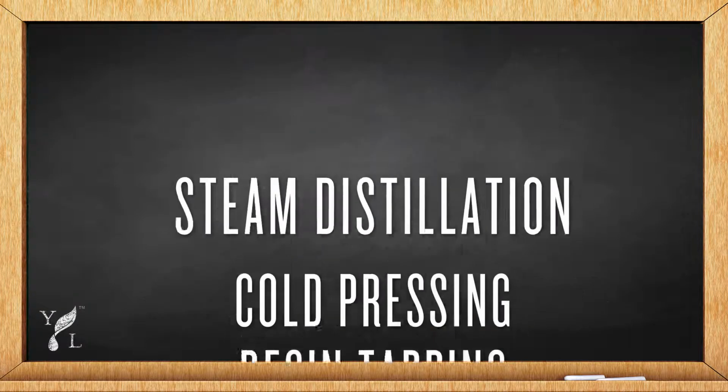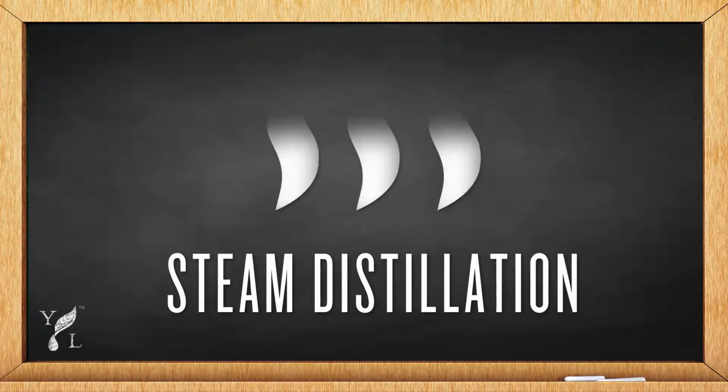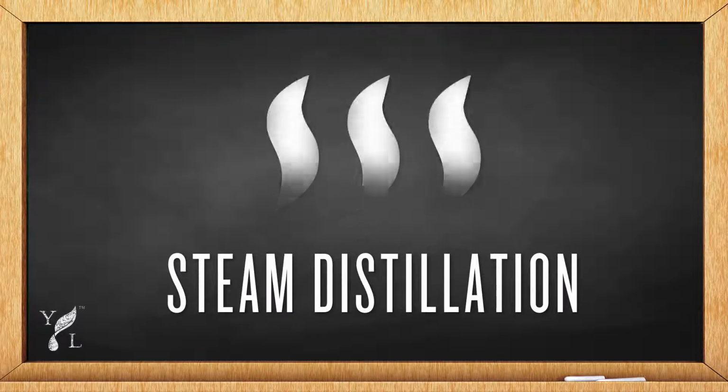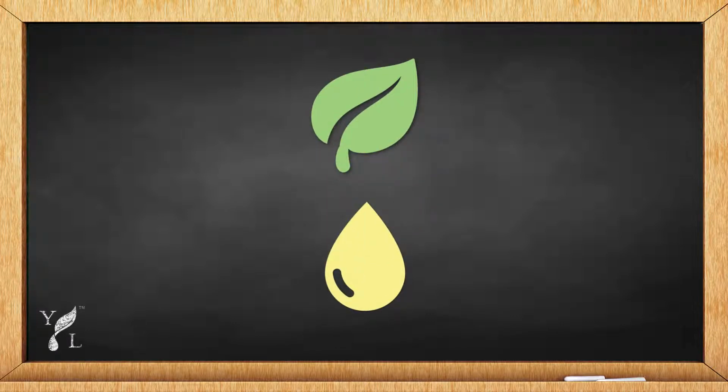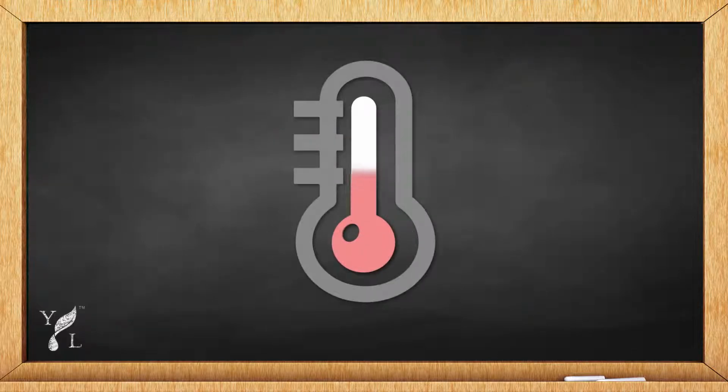Let's start with the most common of all the essential oil extraction methods, which is steam distillation. This process allows us to extract essential oils from very delicate plant materials. During the process, it's critical to control temperature and pressure to avoid burning the oils during distillation.